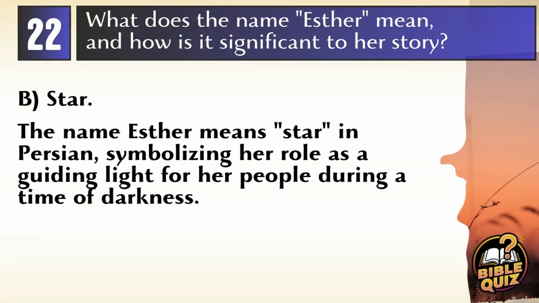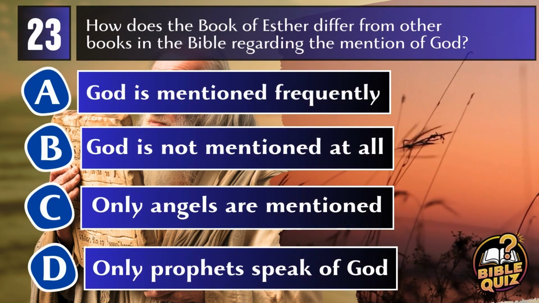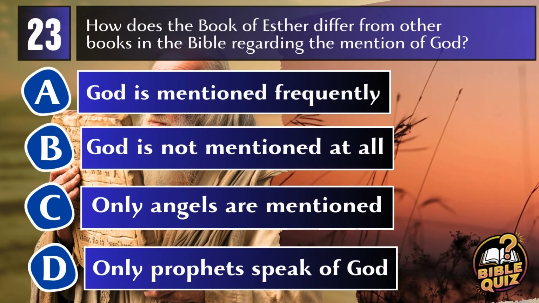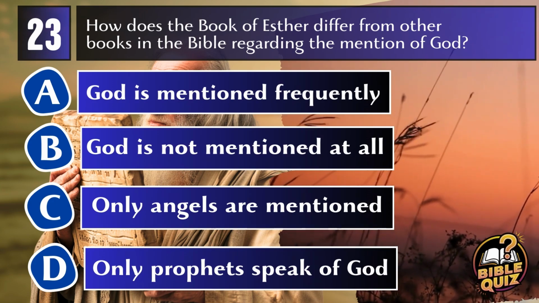Answer B. Star. The name Esther means star in Persian, which is significant as she is seen as a shining light or a guiding star for her people, leading them through a dark time of potential genocide. Question 23. How does the book of Esther differ from other books in the Bible regarding the mention of God?